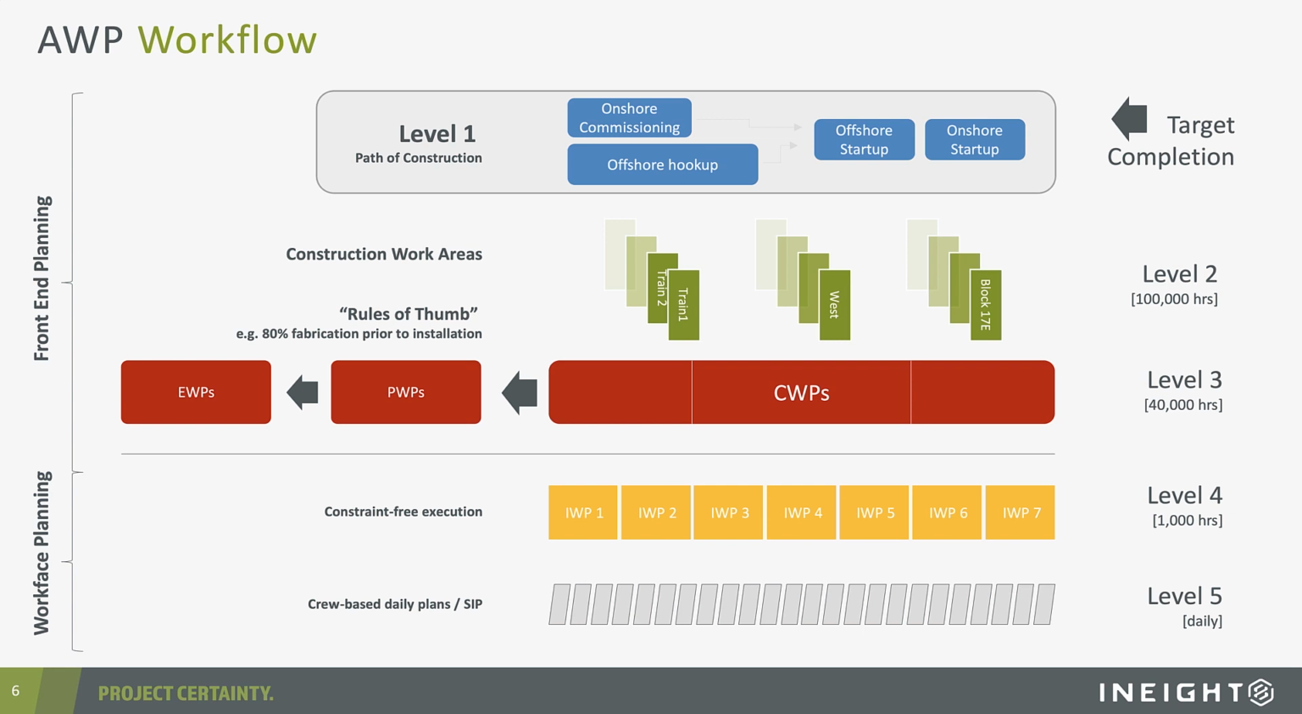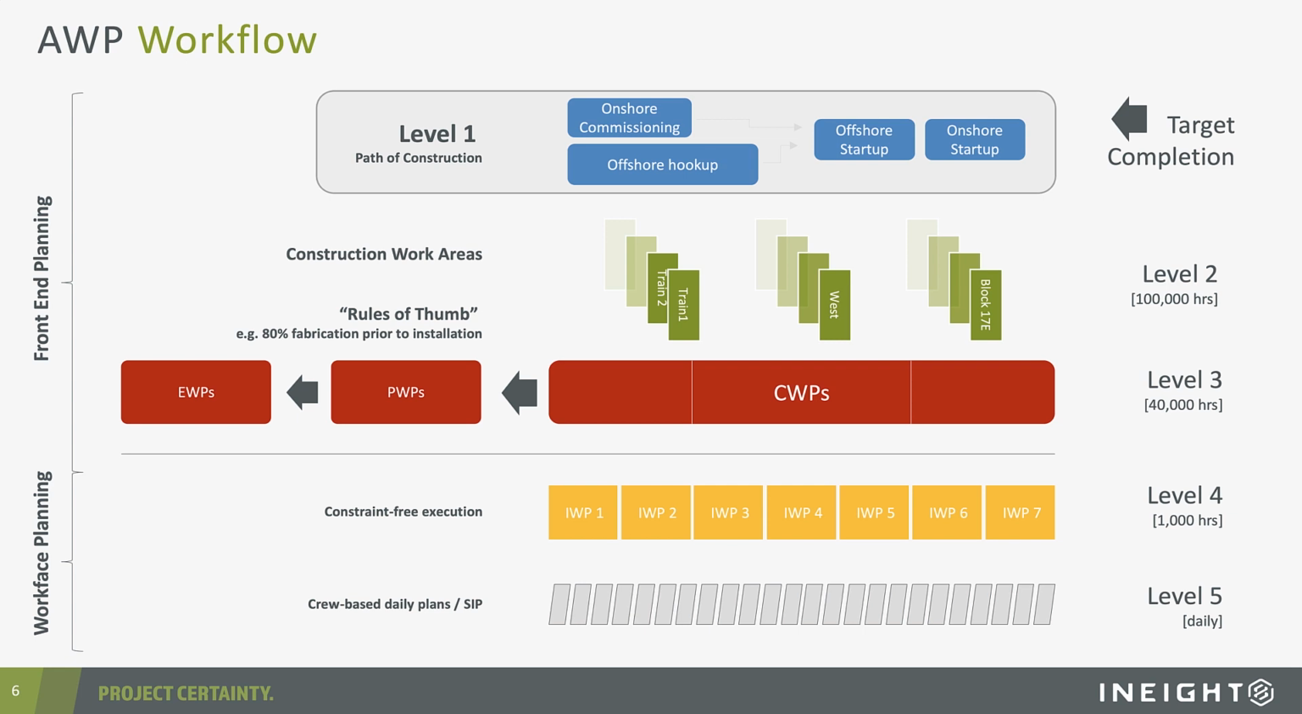Then we get into level 3, which is really more akin to activities within a traditional CPM schedule. And again, the key here is that we work backwards. We first of all define our construction work packages. Then we look at the corresponding procurement and engineering work packages that are required to satisfy those CWPs. And typically those CWPs at a level 3 in a construction schedule are really no longer than 40,000 man-hours. So at that level, we have completed our front-end planning.